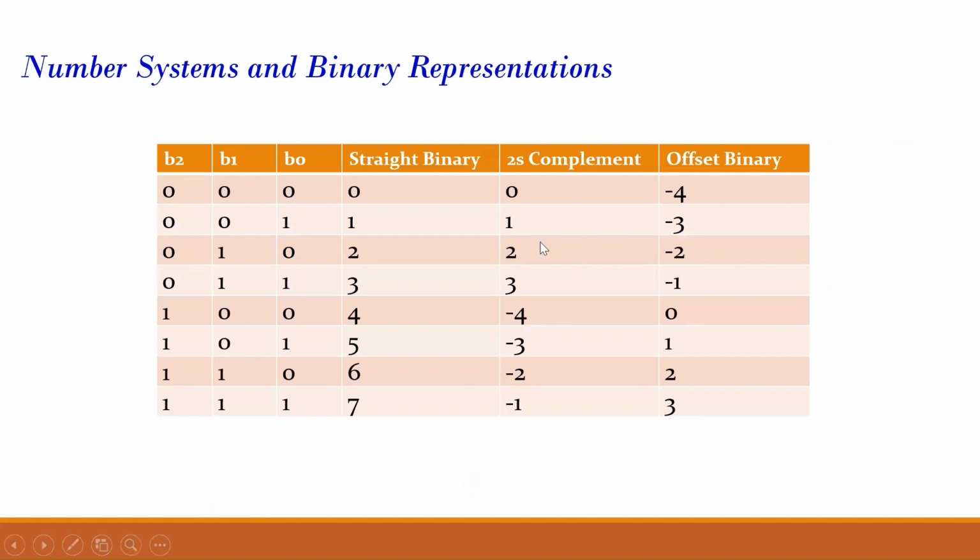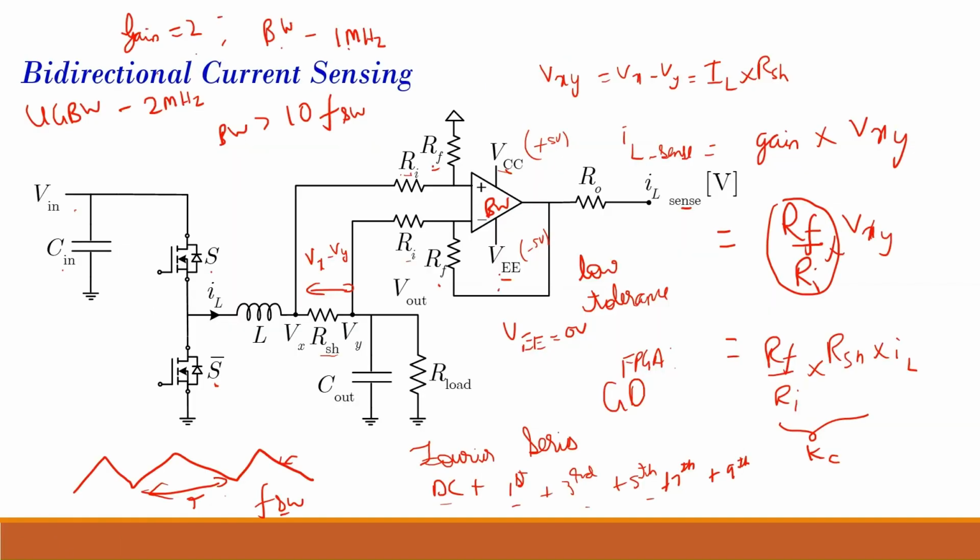So now we are actually doing digital control. Sir, here we have to ensure the bandwidth of the op-amp is greater than 10 times the switching frequency. If it is, then only I will get the sensed current IL sense closely equal to IL, right?